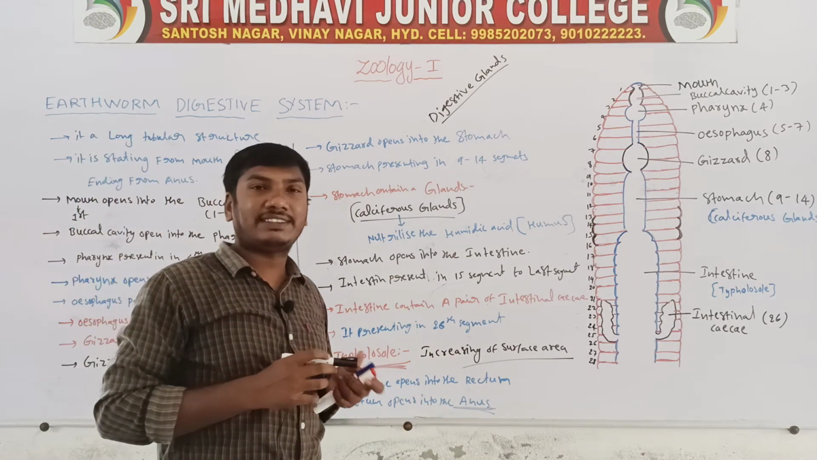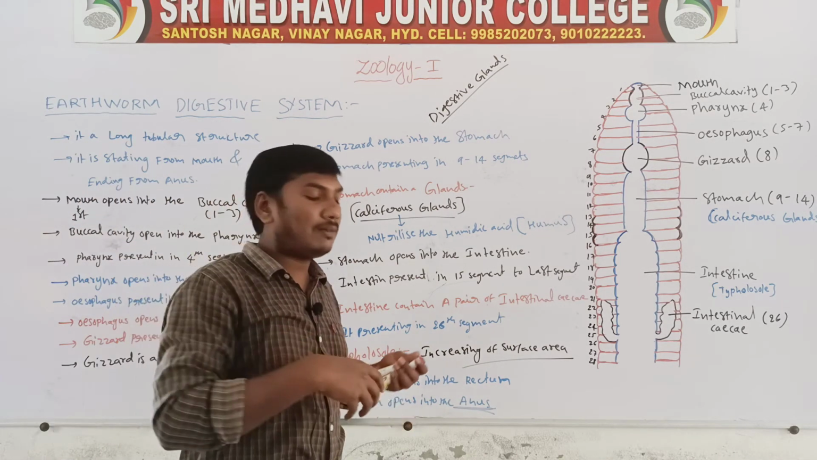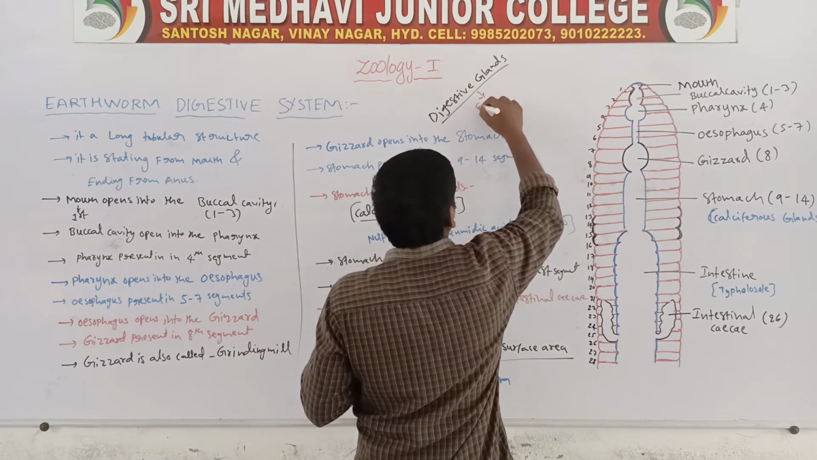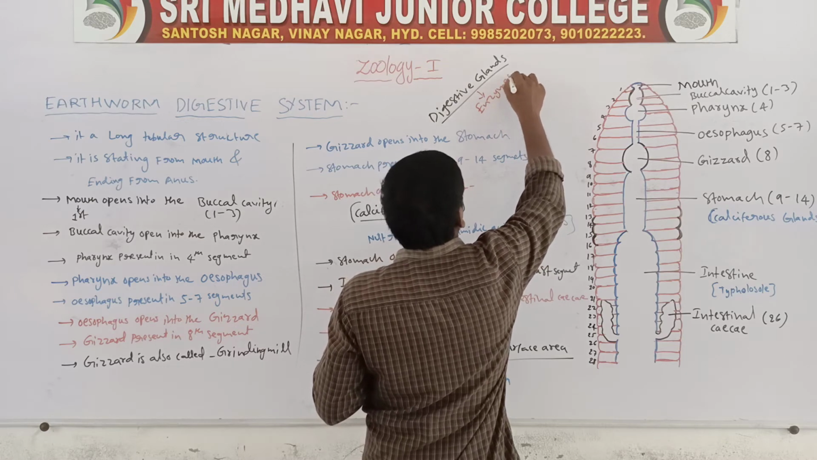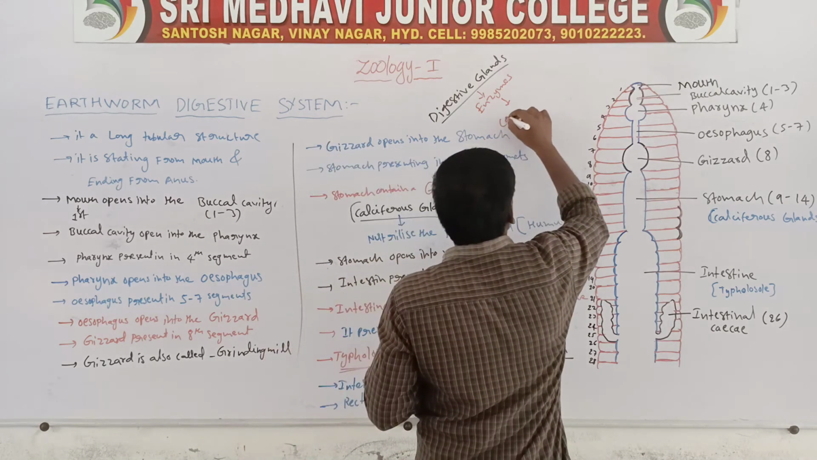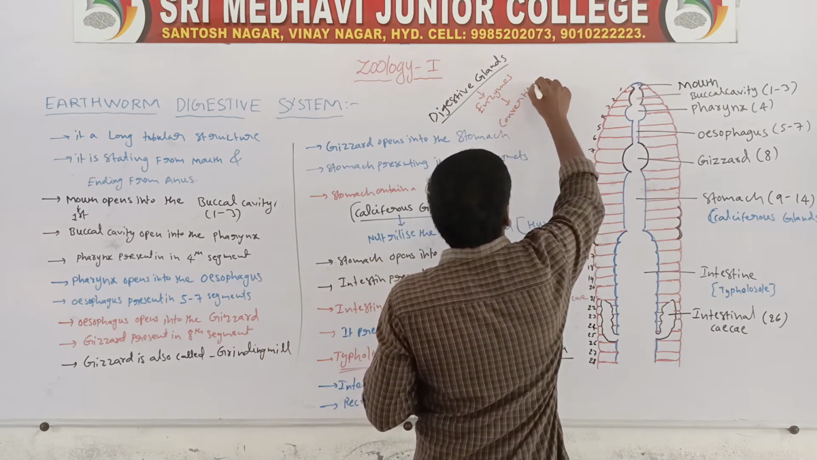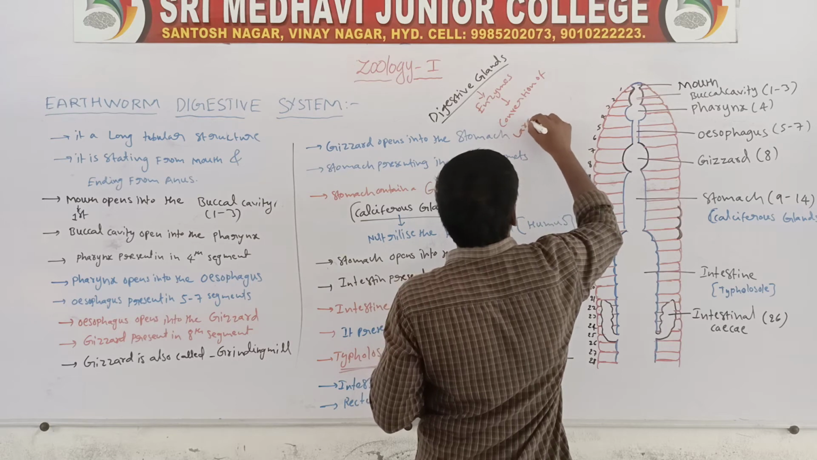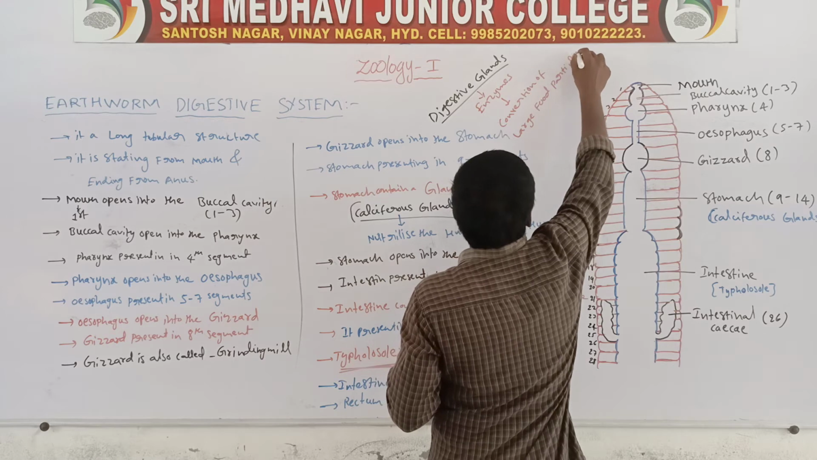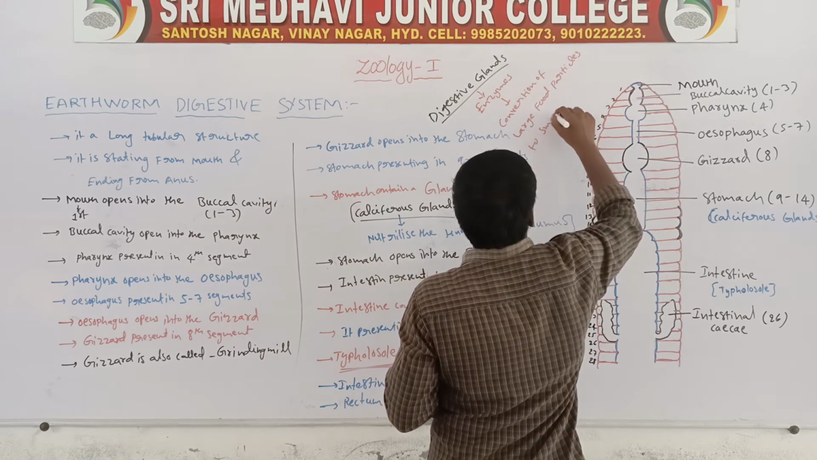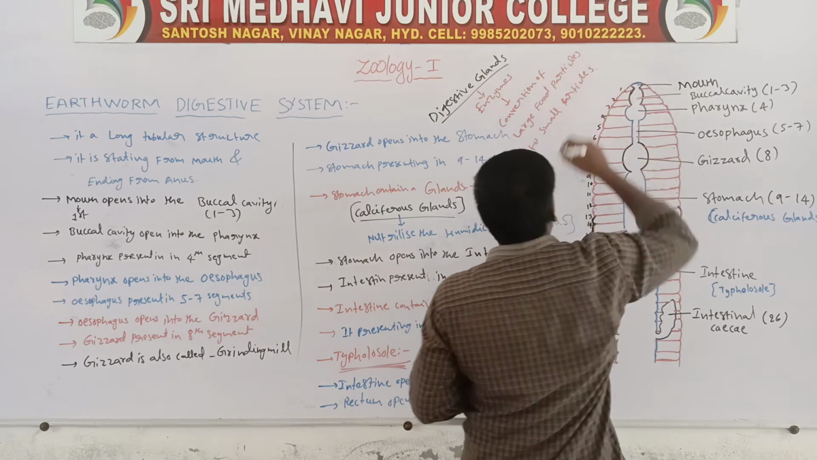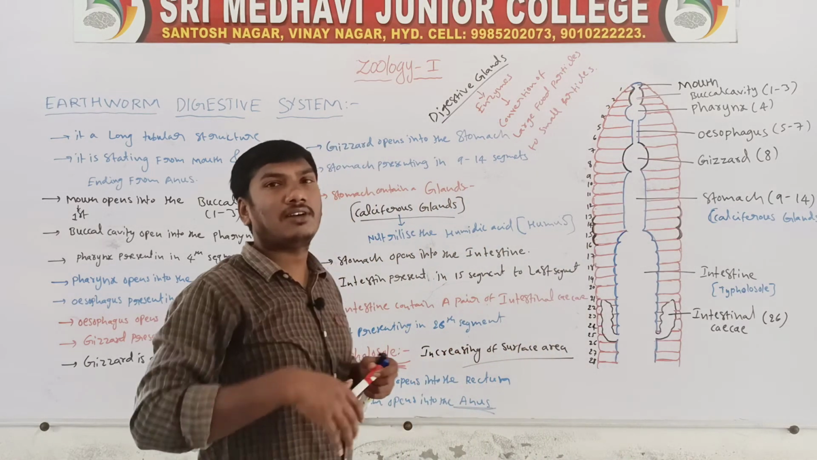These digestive glands function in the conversion of large food materials to small food materials. The digestive glands secrete enzymes. The enzymes convert large food particles to small particles. This is called digestion.